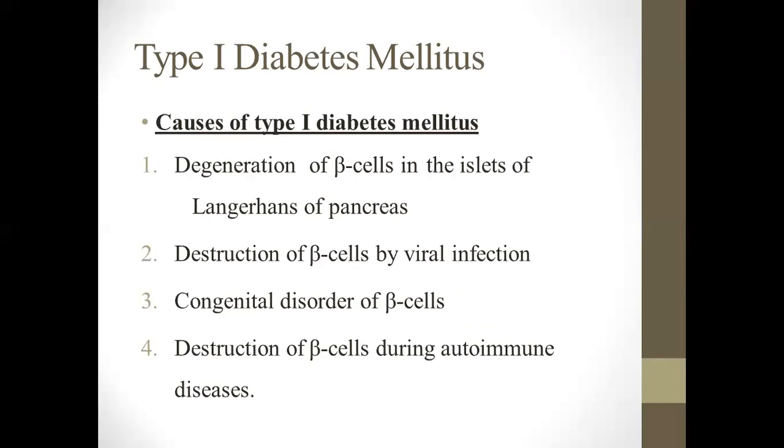So what are basically the causes of type 1 diabetes? Degeneration of the beta cell, destruction of the beta cell, congenital disorder of the beta cell, and destruction of the beta cell during autoimmune disease. When there is total destruction of the beta cell of the pancreas due to different reasons, then the secretion of the hormone will not occur. So this is known as insulin dependent diabetes, because the patient is unable to produce insulin due to destruction of the beta cell.